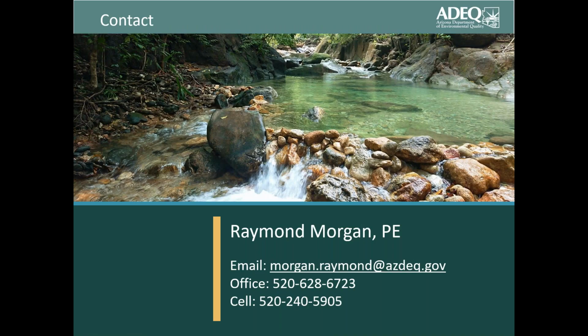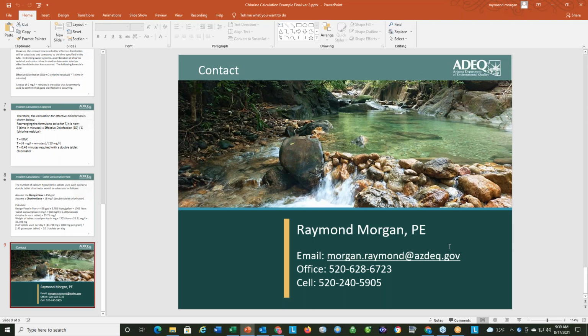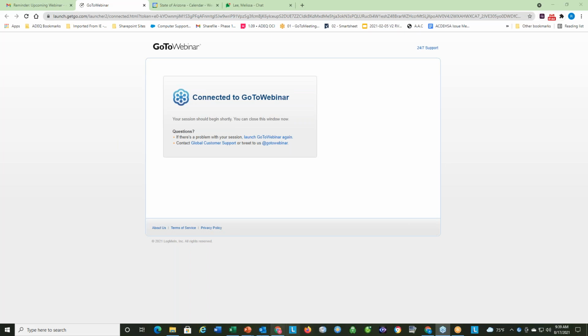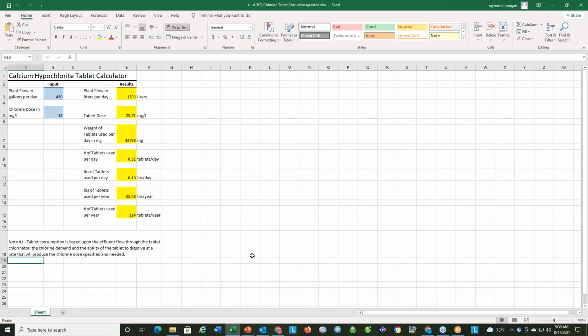All right, so now let's do this an easier way. We're calculating tablets. Let me bring up a spreadsheet that you can use. So the two numbers shown in blue are your input. The first one is your plant flow in gallons per day, and you just enter whatever value. In this case, we're going to use 450. And then this is the chlorine dose. In this case, it was a double tablet chlorinator, that was 18 milligrams per liter.